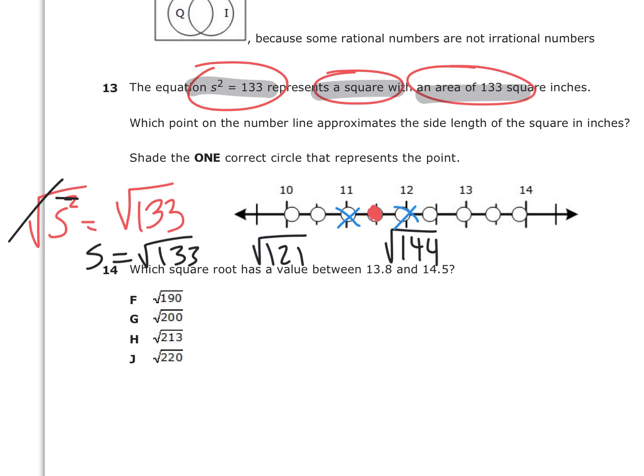Now, because y'all have calculators, what could you have done? You could have just typed in square root of 133 equals, and you would have gotten 11.6. Oh, hey, guess what? That's right here between 11 and 12. Okay? So you didn't have to do the perfect squares that I did. You could have just typed it in and gotten the same value. Now, that's exactly how you could do this one as well. Okay? You just type this in the calculator.